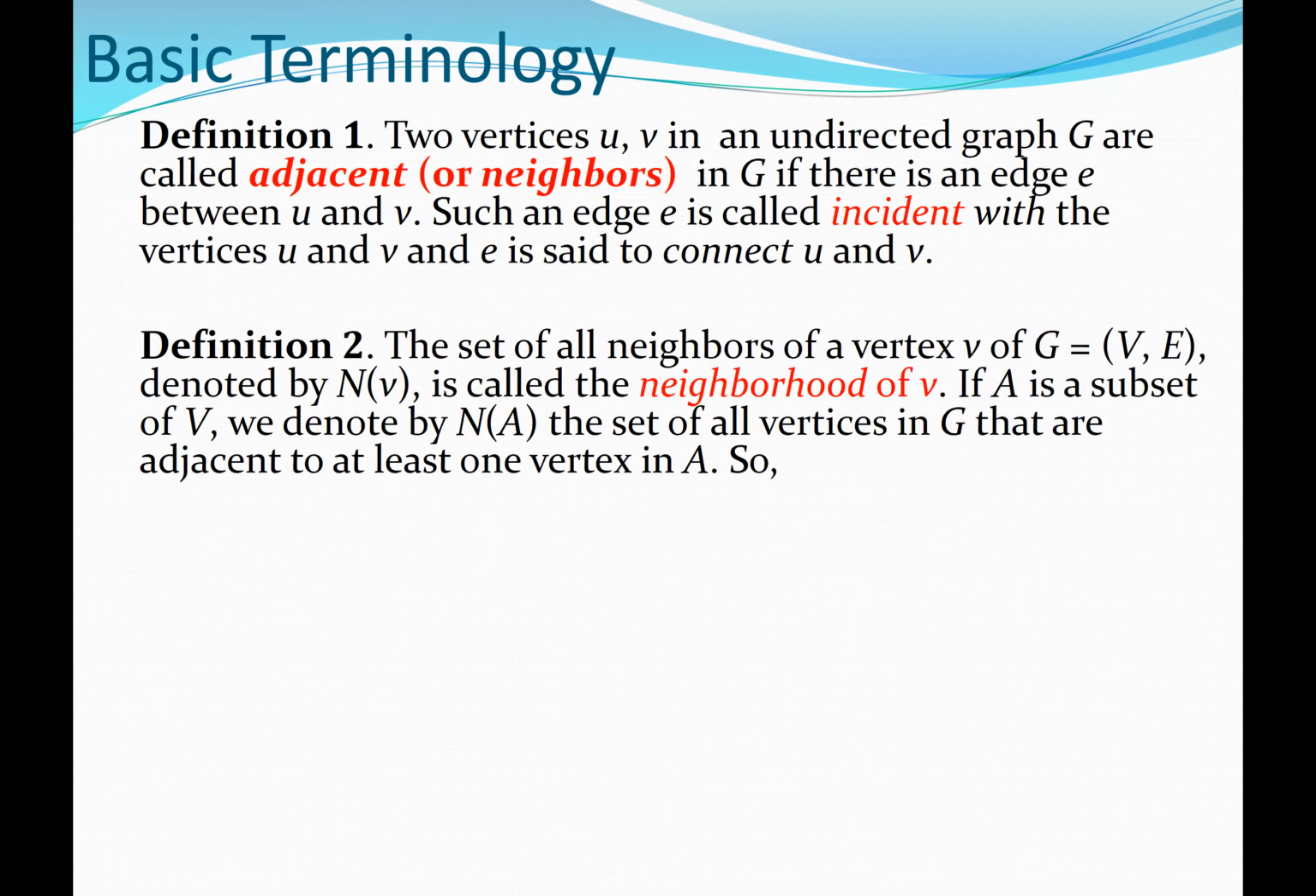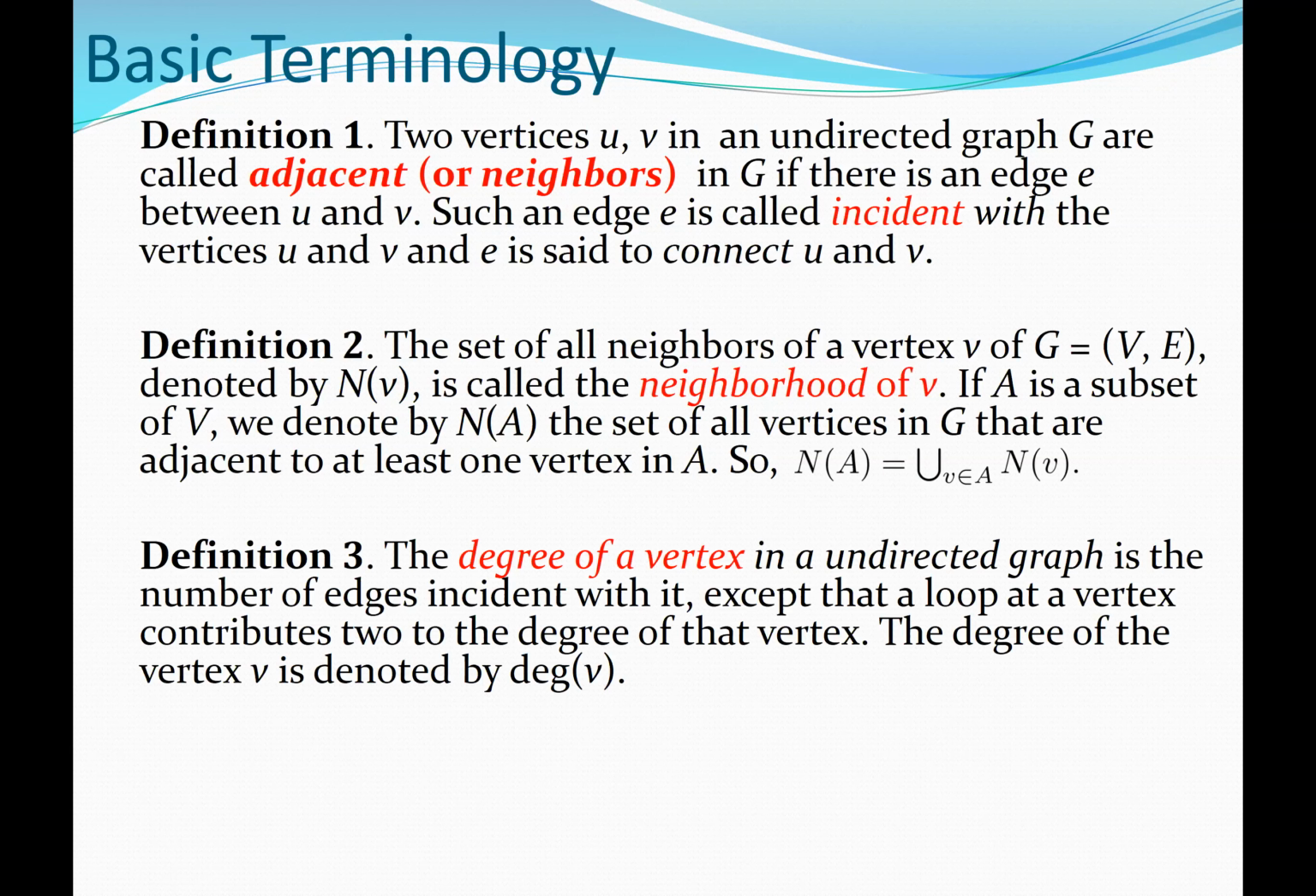Another one here is the set of neighbors. Suppose V is in G. The set denoted by N of V is called the neighborhood of V. That means the set contains all the vertices that are adjacent to V. So that will be the neighborhood of V. All right.